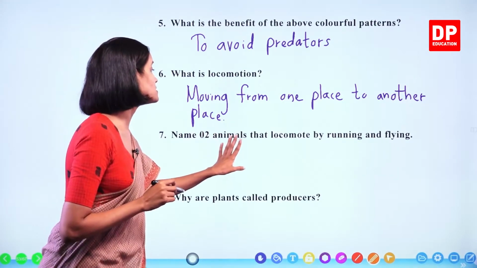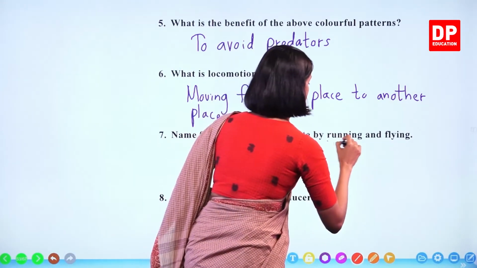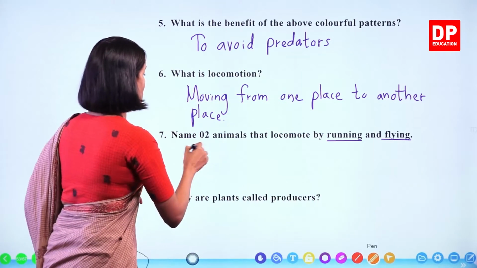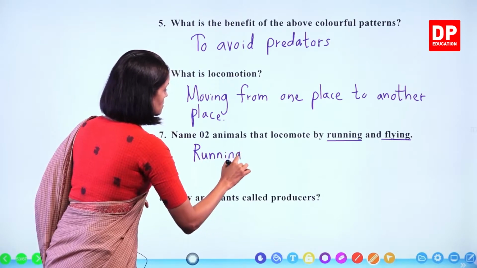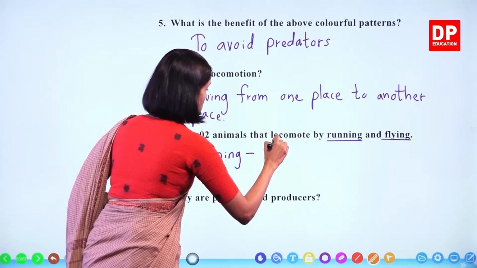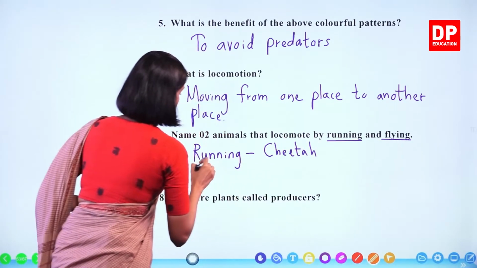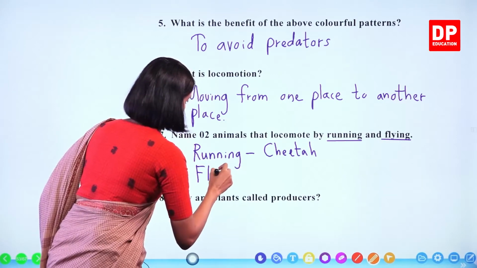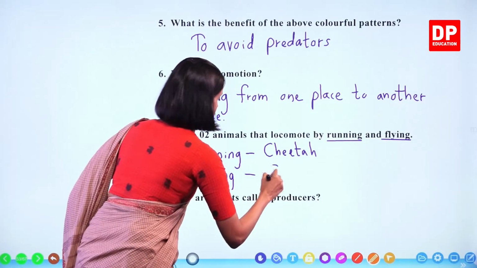Name two animals that locomote by running and flying. Running and flying. We'll write, we have many examples. Running, cheetah. Cheetah run from one place to another place. Flying, we can write bird's name. Crow.